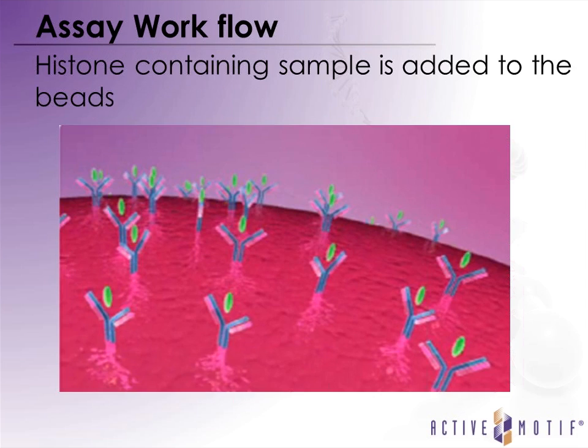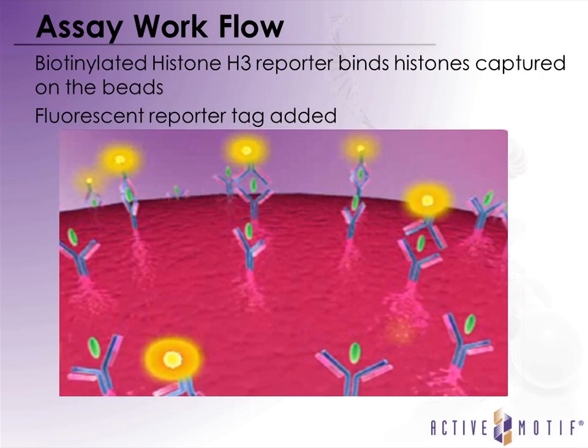Histone-containing samples are then added to the wells and incubated for an hour. Excess unbound material is removed via a series of wash steps that are performed on the plate magnet. The plate magnet retains the magnetic beads, and so the beads are not lost during the wash steps. Next, a two-step detection system is used to determine how much histone has been retained on the beads. We first start off with a biotinylated reporter antibody specific for the carboxy terminus of histone H3, and that is then followed by the addition of a fluorescent reporter tag.